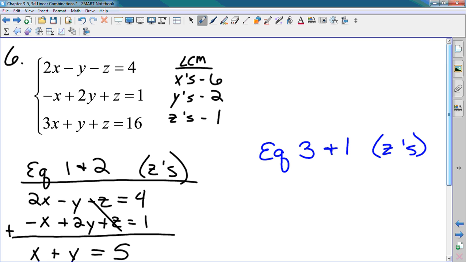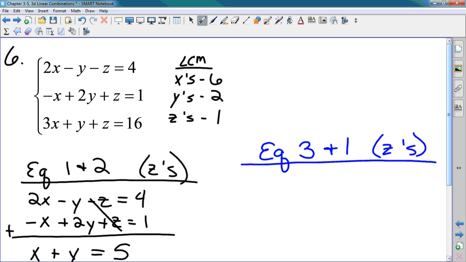Now, you need to listen very carefully when I say this. You must eliminate the same variable both times. This is where most students make their mistake. I eliminated z's when I chose the first two equations. I must eliminate z's again. You cannot switch variables. You cannot eliminate z's in equation 1 and 2 and then go to equation 3 and 1 and eliminate y's. You cannot do that. That's where most students mess up. Okay?